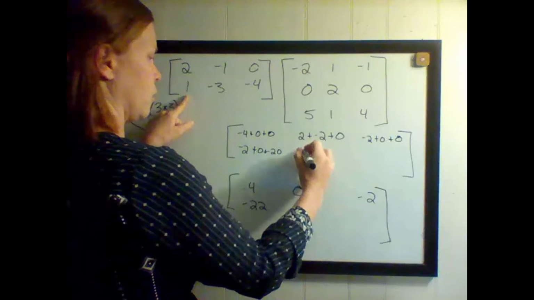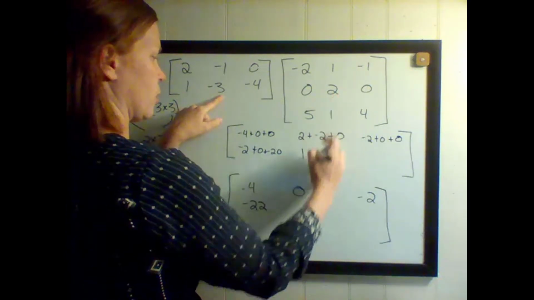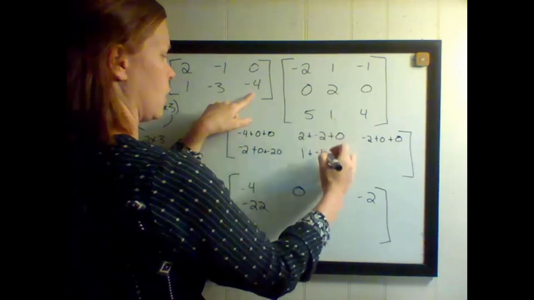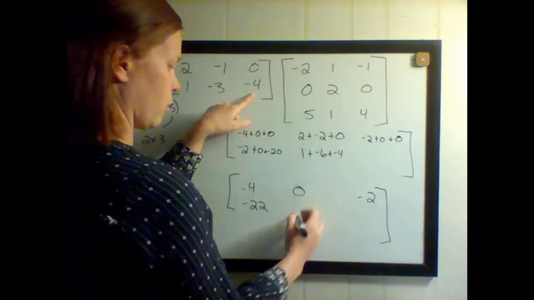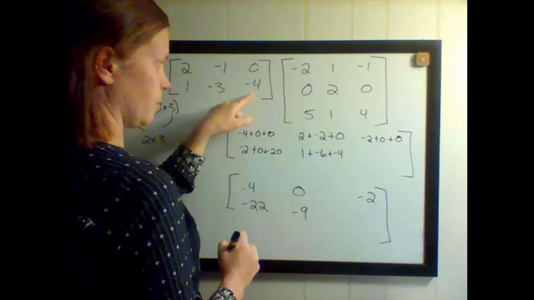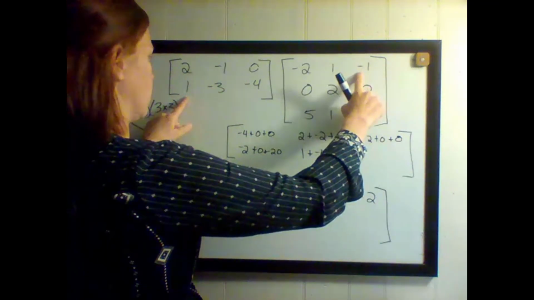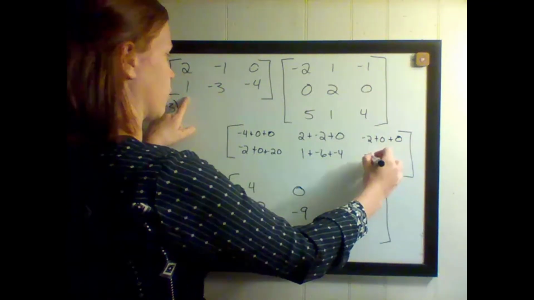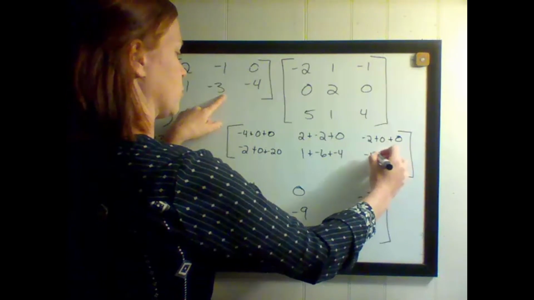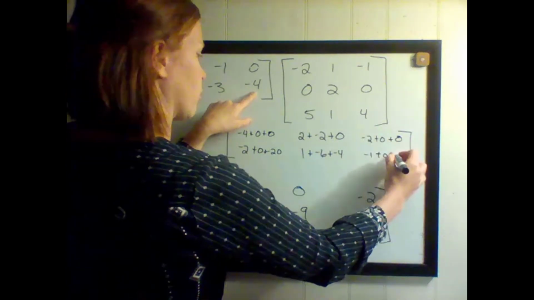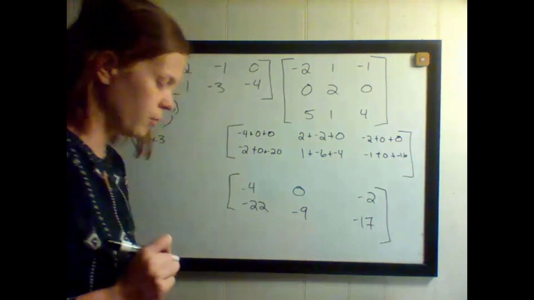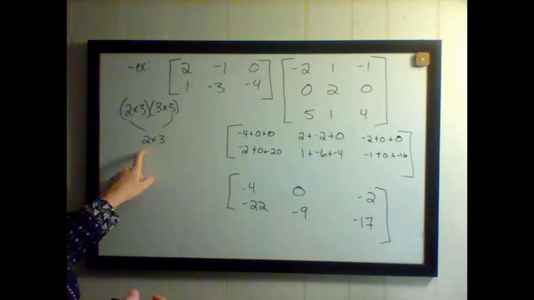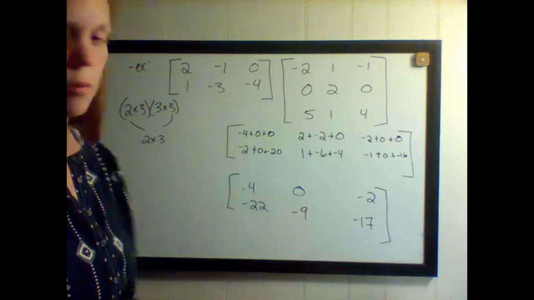Now go to the second column. 1 times 1. -3 times 2 is -6. -4 times 1 is -4. 1, -6, -4 is -9. And then last, 1 times -1 is -1. -3 times 0 is 0. -4 times 4 is -16. So -17 right there. So that made sense that I ended up with a 2 by 3 for my answer.